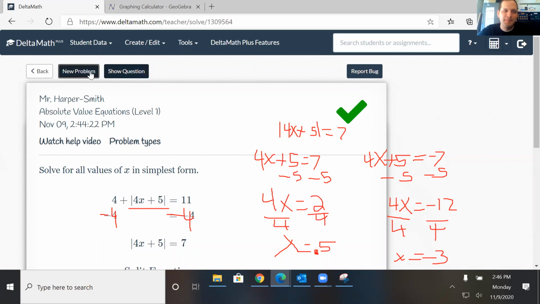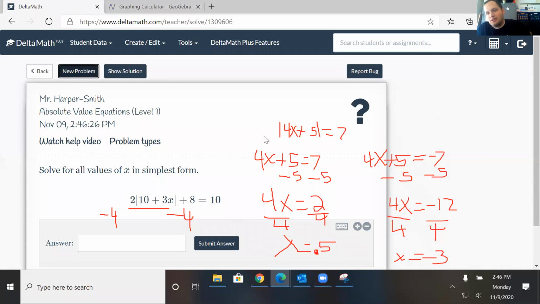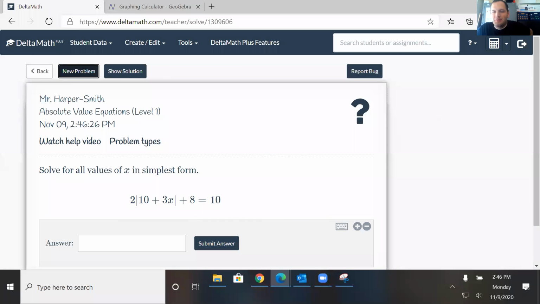All right. I'll do one more by hand for those of you that like doing it by hand and want to keep doing it by hand. For those of you that just want to do it with a calculator, I want you to check this one with a calculator. Okay, let's see if we get the same answer. So remember, if you're doing it by hand, you have to get that inside by itself. So we have to subtract 8. That gives me 2. Divide by 2.